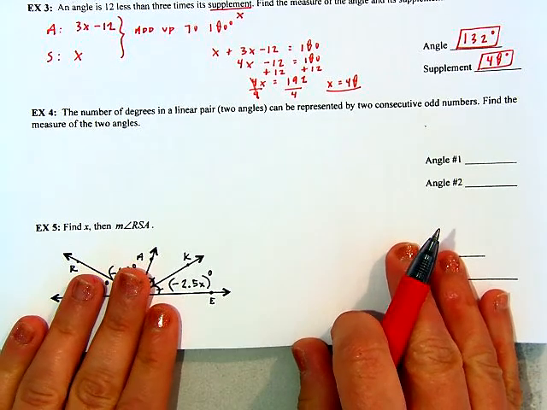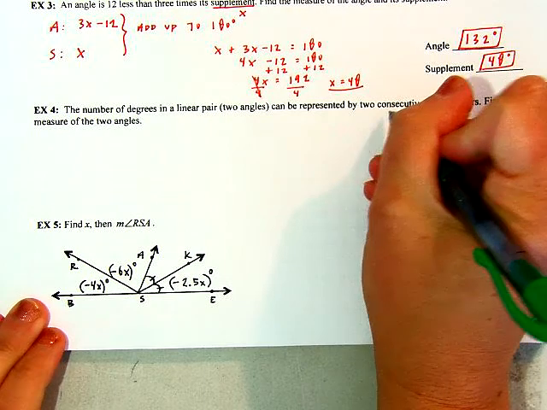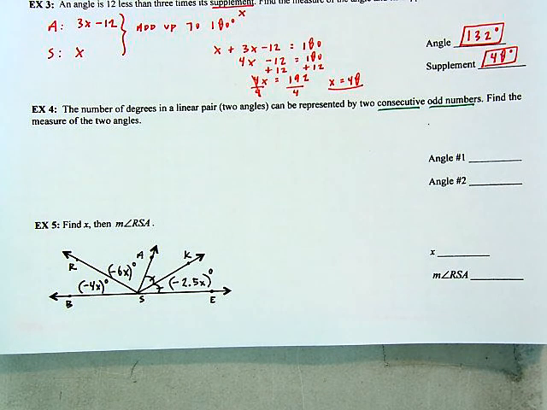All right, next up. The number of degrees in a linear pair. A linear pair is a pair of angles, a straight angle that's being split into 2 smaller angles. The number of degrees in a linear pair can be represented by 2 consecutive odd numbers. Consecutive means back to back, like 1, 2, 3, 4, 5. Odd is like 1, 3, 5, 7. If I want them in order and odd, it would be like 1 and 3, 3 and 5, 5 and 7, 7 and 9. Those are consecutive odd numbers.